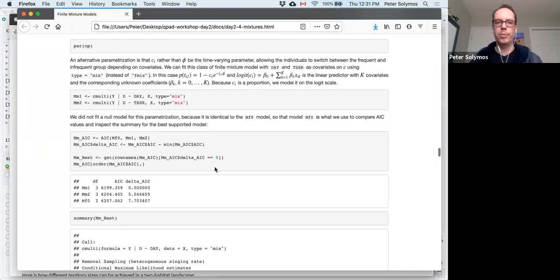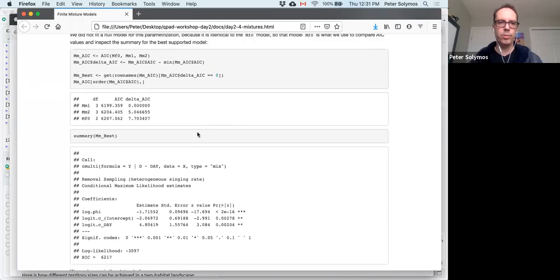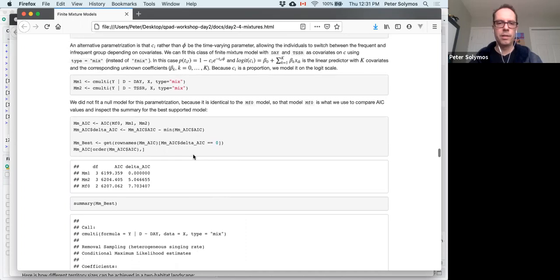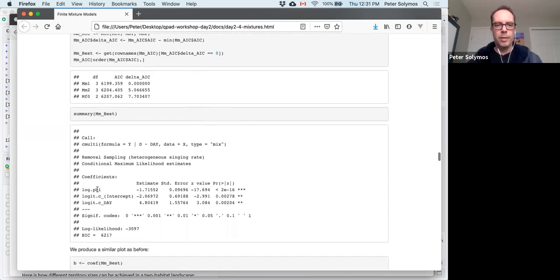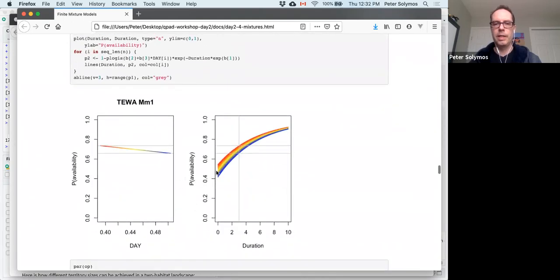The other interpretation, which in this case works a bit better, is to use mix without F. And that means phi is constant, but C varies by day on the logit scale. If you make the prediction, you see intercept is changing. It's higher early in the season, lower late in the season, and the slope, that phi, is constant. So you see this rainbow.